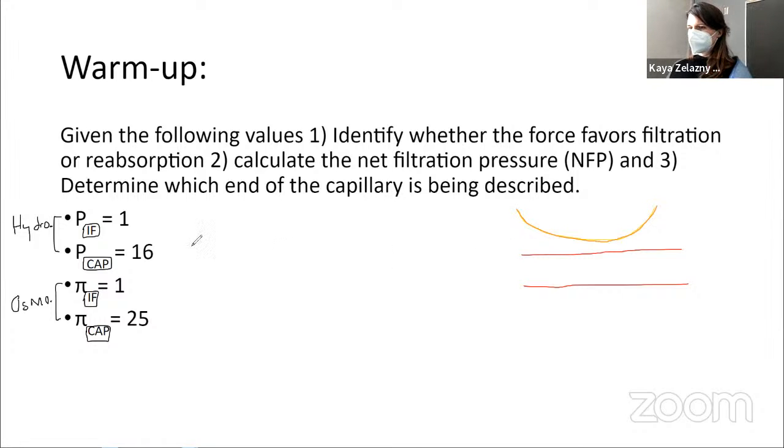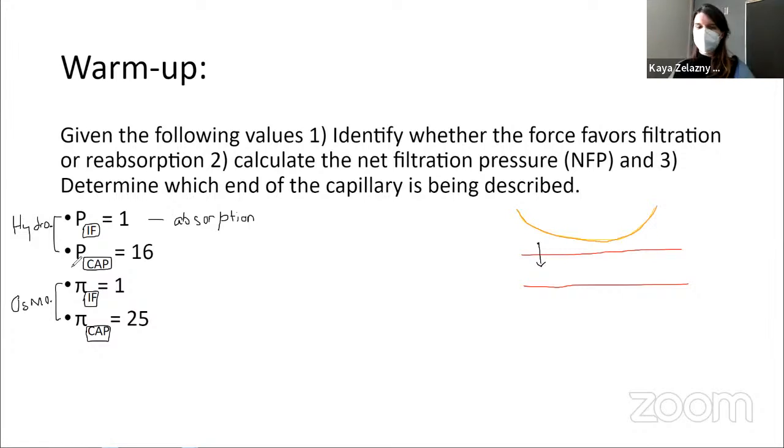So if we draw them on, starting here with our hydrostatic pressure of the interstitial fluid, we're talking about the push of fluid towards the capillary, into the capillary. So what's the word for this direction? Anyone want to say? Yeah. This is absorption or reabsorption. Absorption. All right, I have terrible spelling.